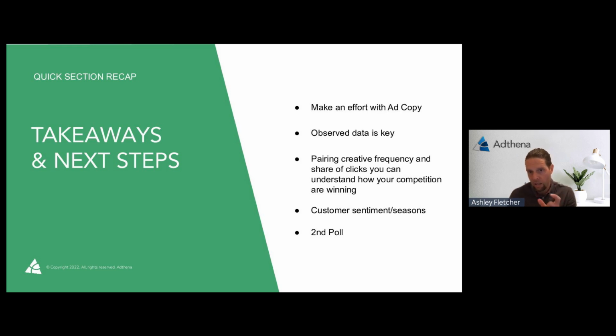The next really clever part with this, if you could pair the frequency of an ad copy and share of clicks, you can understand which of your competitors are winning and how. And that is the really, really powerful piece to this. And then again, adjusting to customer sentiment and seasons. For example, there'll be a lot of focus at the moment on charities and donations. Anything like that, again, is critical for your brand and your message that flows in. You should be observing that and understanding what's happening in your market.